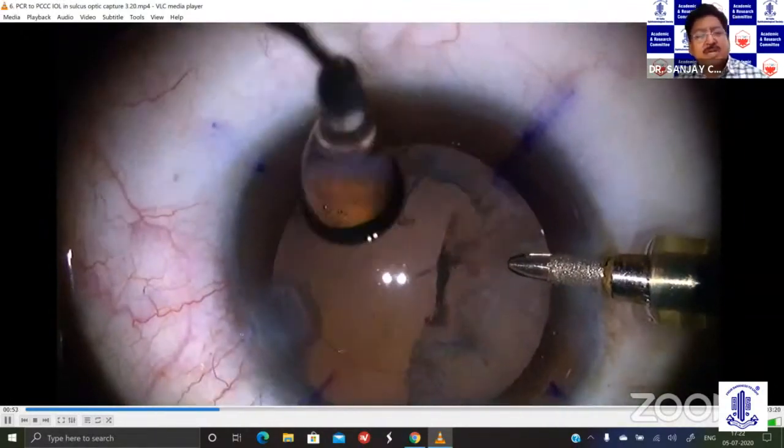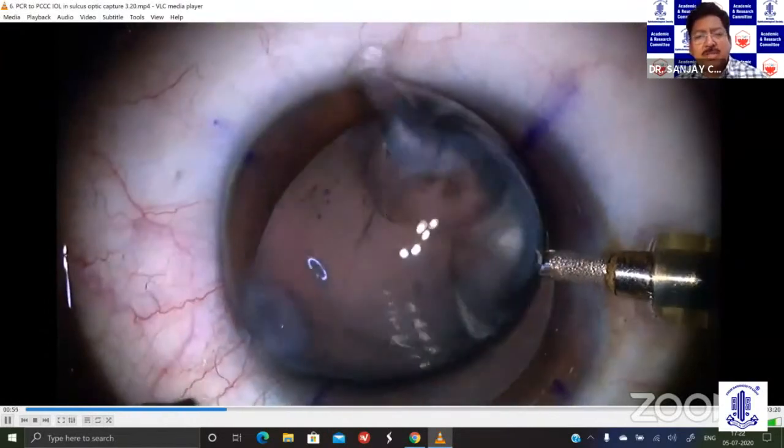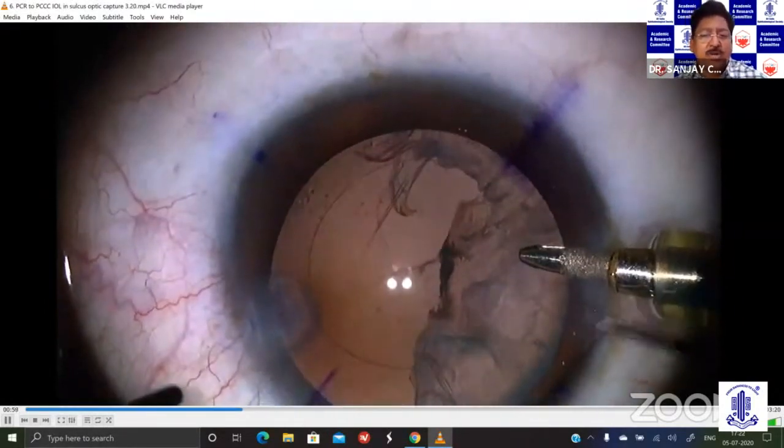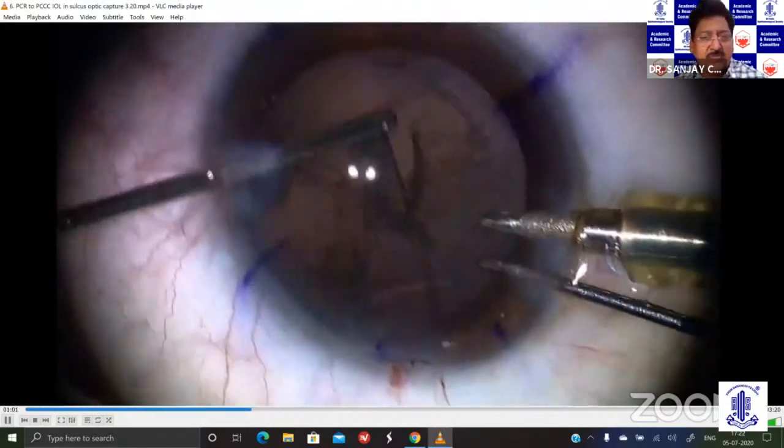I bring the instruments out, and you see the chamber is so stable that I don't have to push in viscoelastic from the other port before I bring my instruments out.